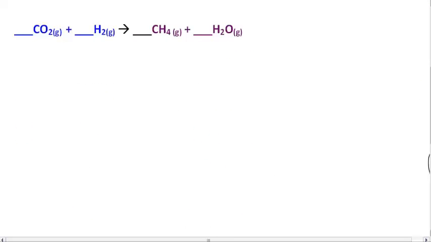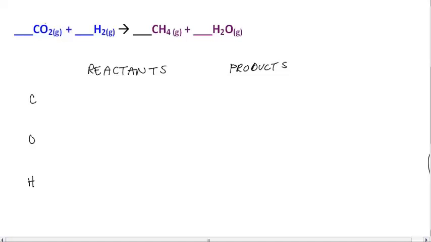So let's move on to the next one. Here we have a reaction between carbon dioxide gas and hydrogen gas, producing the organic compound called methane and water. Again, I'm going to start with my table. Reactants, products, and then I'm going to list each element that shows up in this chemical reaction. So I've got carbon, oxygen, and hydrogen.